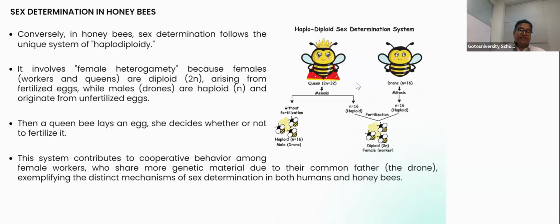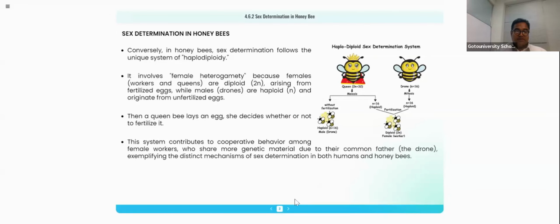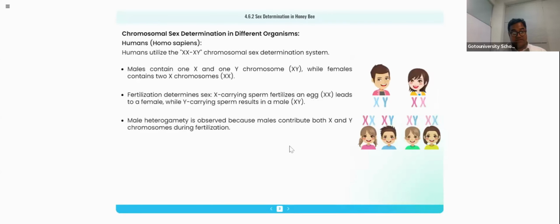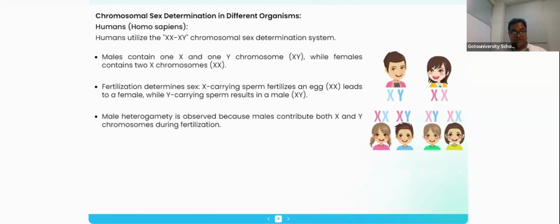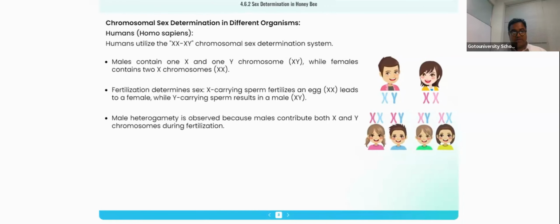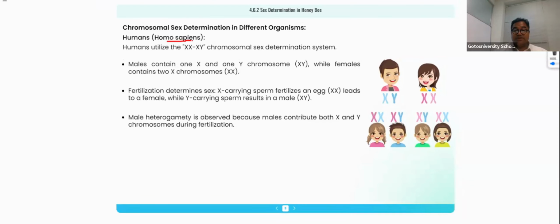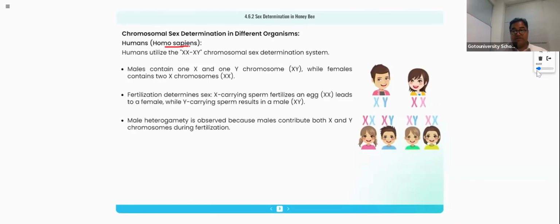Now we are coming to the second phase of explanation, which is chromosomal sex determination in different organisms. If you are talking about Homo sapiens, Homo sapiens are nothing but the human being, right? They have a different type of sex determination. As we already told you, when the sperm cell and the egg are fused, what type of sex will come, we also discussed.